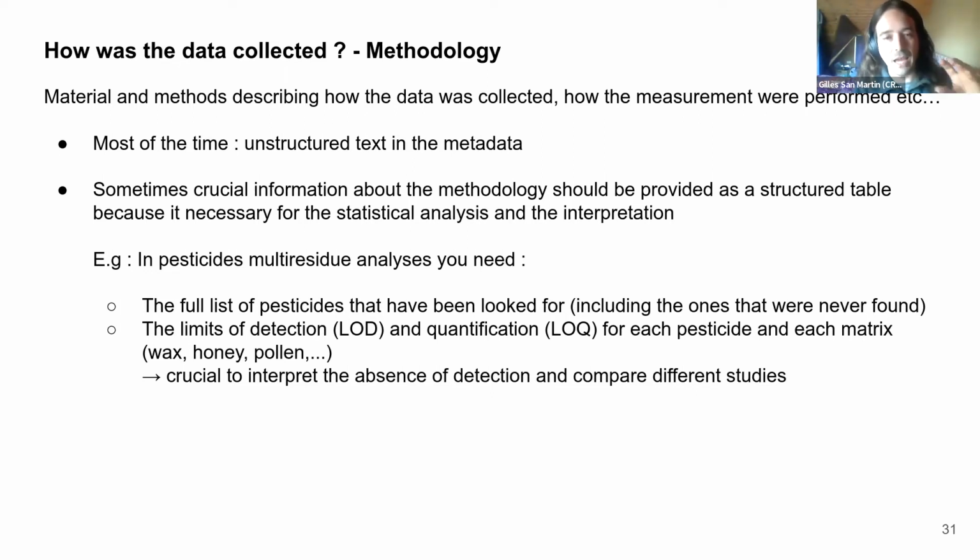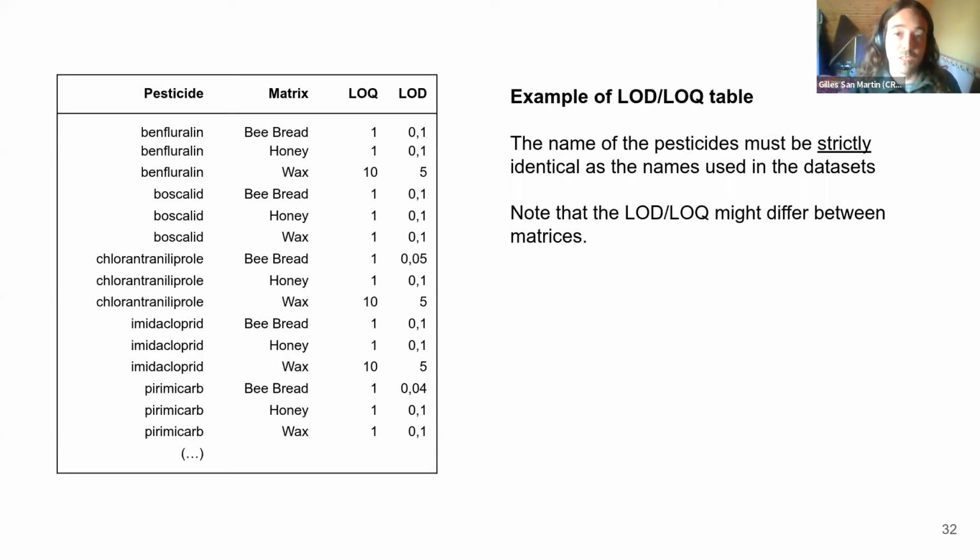This is typically a kind of data, of metadata, with which we have problems. Either it's not available or not in the right format. It's often problematic. So this is an example of a metadata table with the LOQ and LOD for each pesticide and each bee matrix. You can see that often the LOD is not the same depending on the matrix, so you have to have this detailed information.